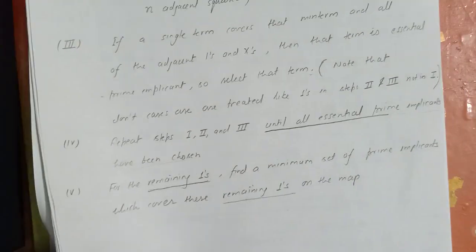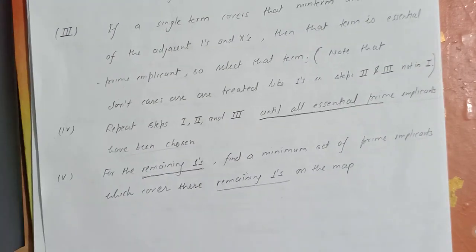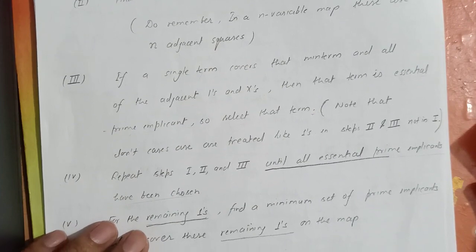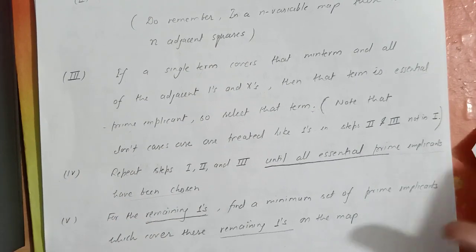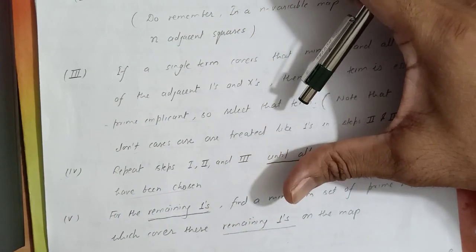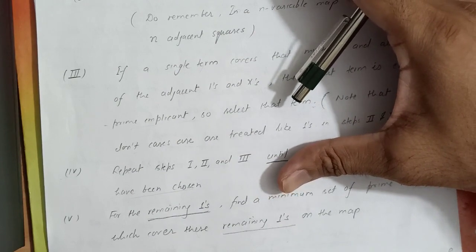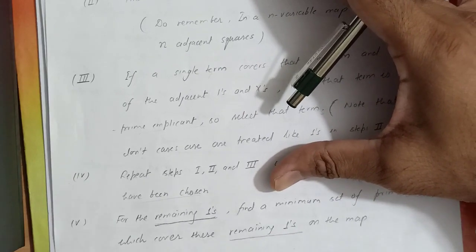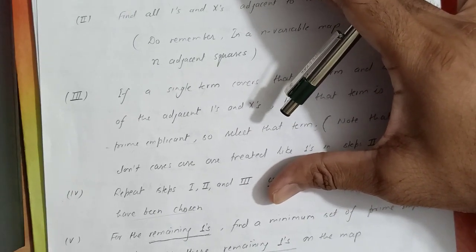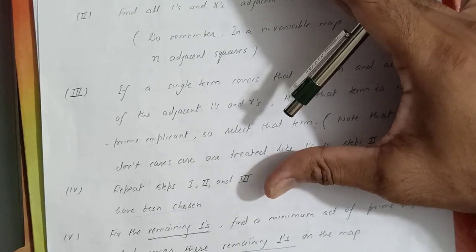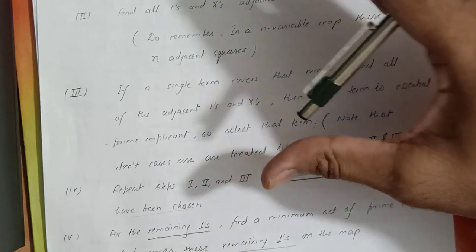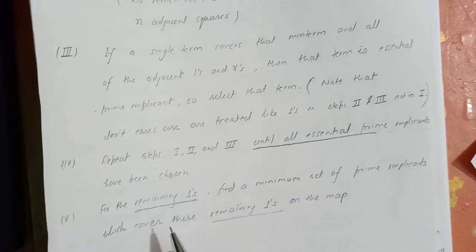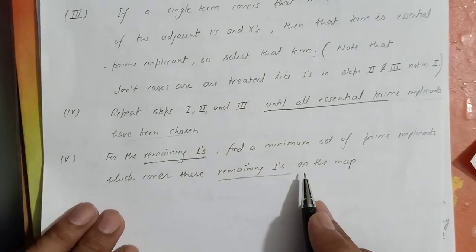So if you look here in this algorithm, what we are doing: firstly we will try to find all the essential prime implicants. In the first 4 steps we will try to find all the essential prime implicants. After finding all the essential prime implicants, then for the remaining ones we will find a minimum set of prime implicants that cover the remaining ones.